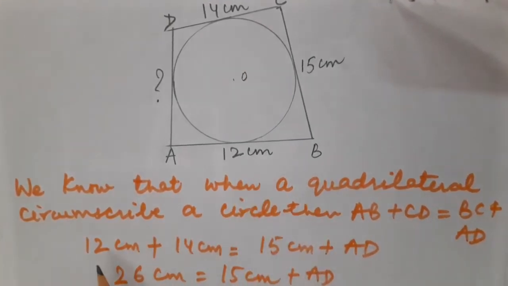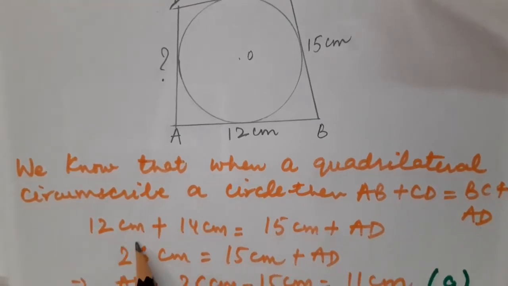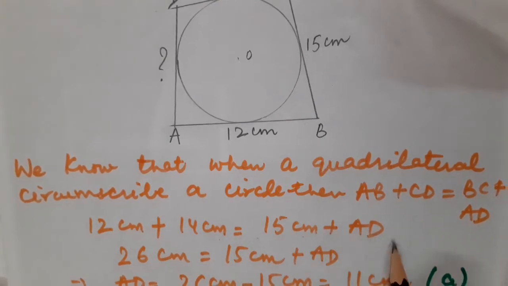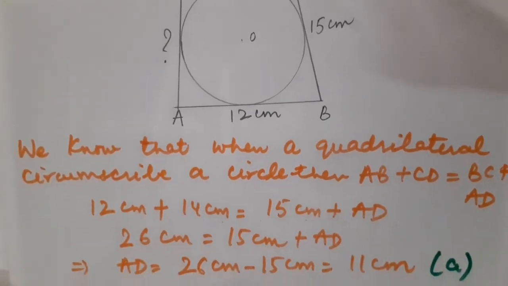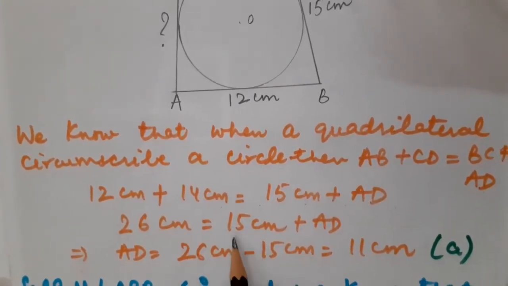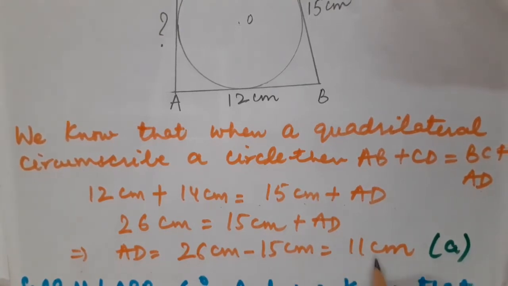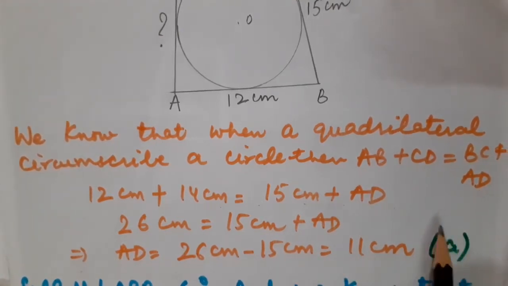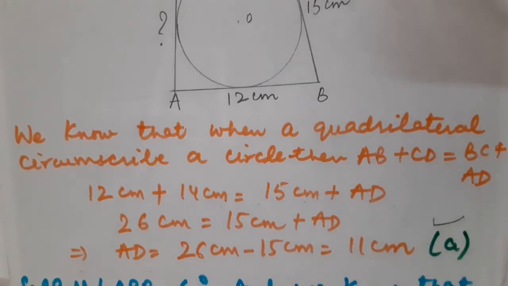Now put these values over here. That is 12 centimeter plus 14 centimeter is equal to 15 centimeter plus AD. So that is 26 centimeter is equal to 15 centimeter plus AD. So AD must be equal to 26 centimeter minus 15 centimeter, that is 11 centimeter. So children, option number A is the right option.